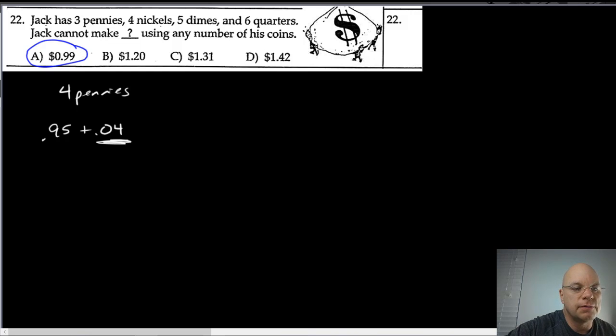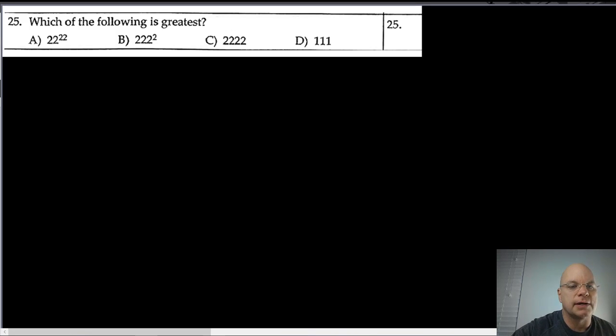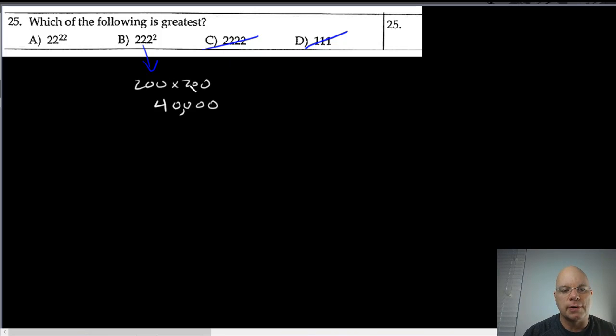Okay, finally, for this category, using the answer choices to your advantage, which of the following is greatest? Well, right away, I can eliminate 111 because 2222 is greater than 111. And I can also eliminate 2,222 because I'm not even going to use 222. I'm just going to say 200 squared. Just do a quick estimate. That's a 4 with 4 zeros. It's way more than 2,222. And then it's just a question of which is greater, A or B.